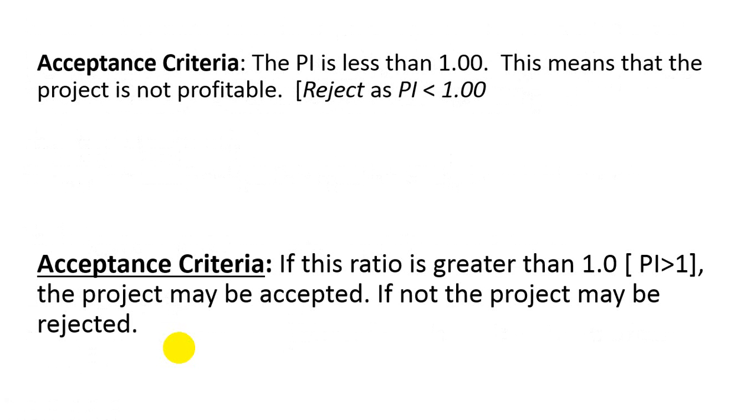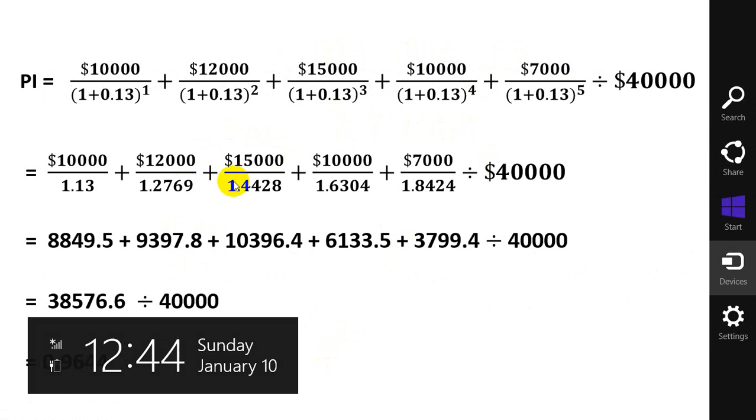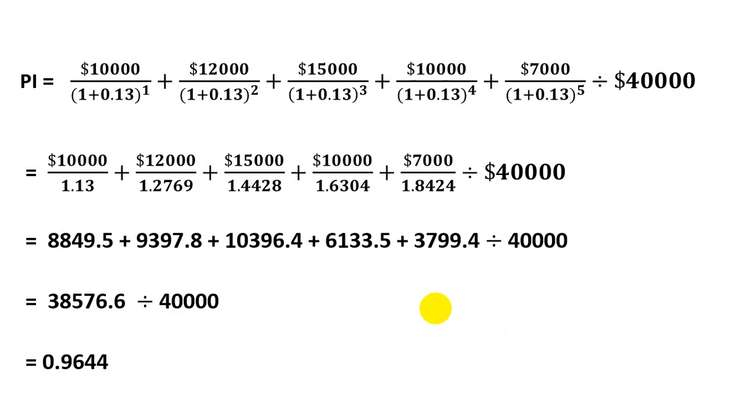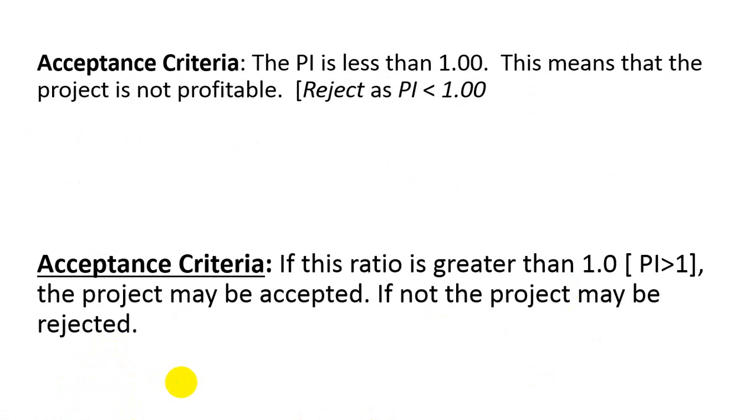The acceptance criteria for the PI is that when the PI is less than 1, it means the project is not profitable. So this project is going to be rejected based on the PI, because the value is 0.9644, which is less than 1. That's why we say that the project is not beneficial to Julie Miller. So this project could be rejected.